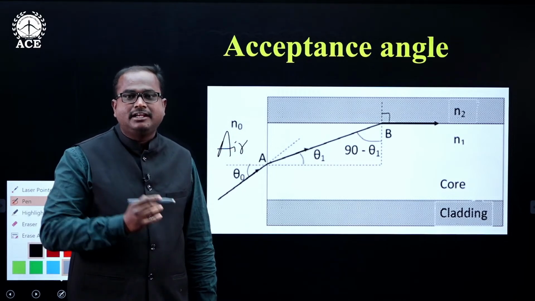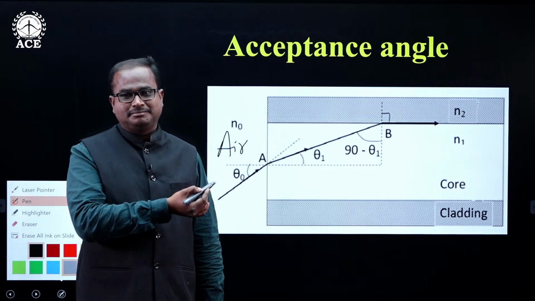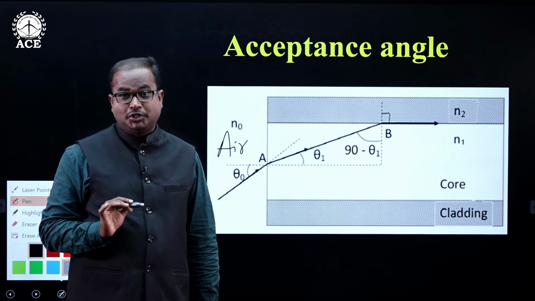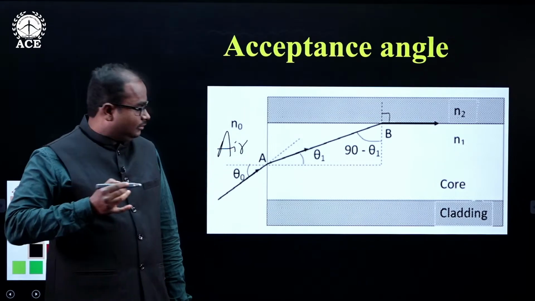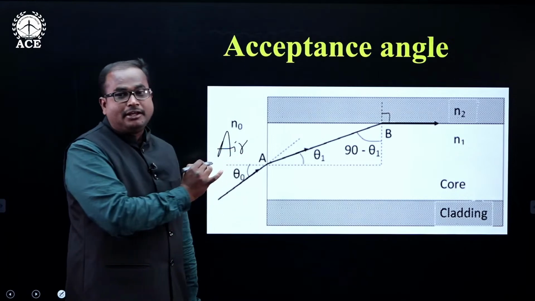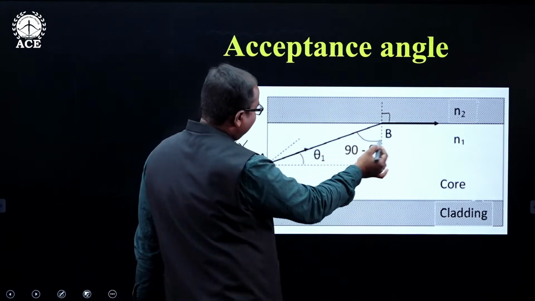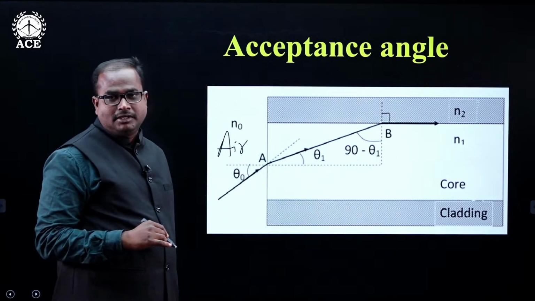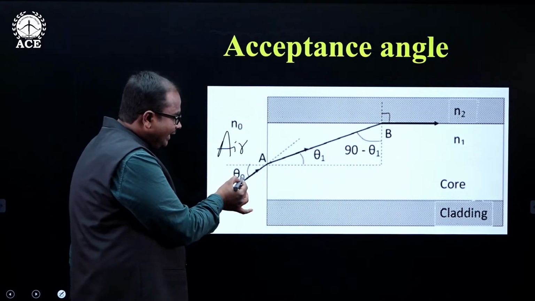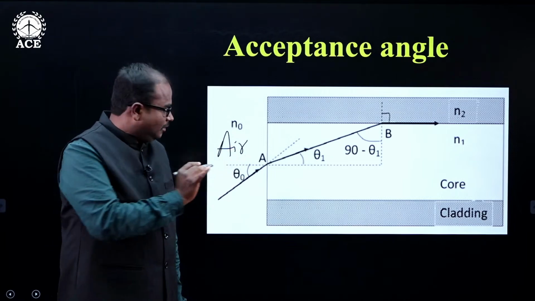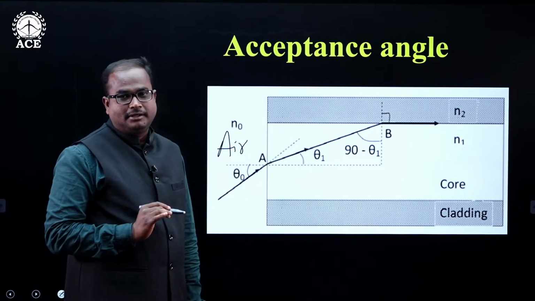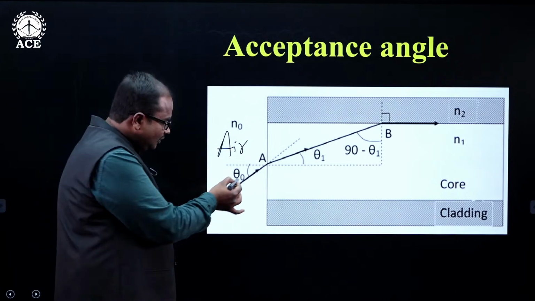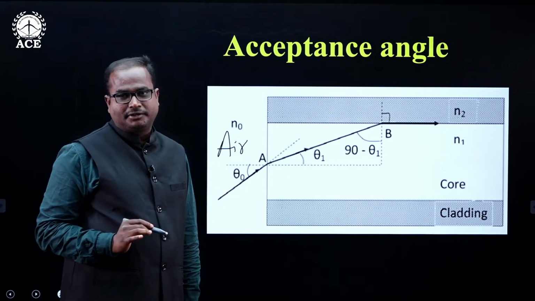At what angle you launch the light beam into the optical fiber plays an important role, because depending upon this launching angle only, this incident angle will be there. That means total internal reflections take place. If you don't maintain the proper angle, automatically there will not be any total internal reflections. So this launching angle is very important.